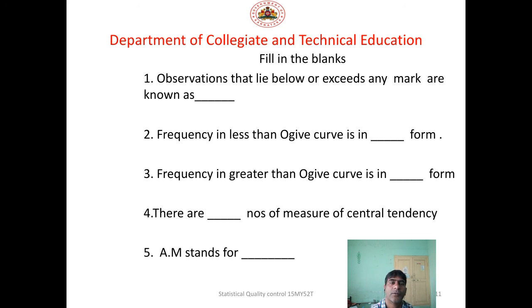Fourth question: there are dash number of measures of central tendency. The answer is, students, 5. There are 5 measures of central tendency. Next, fifth question: AM stands for dash. AM means, students, arithmetic mean. Yes, AM stands for arithmetic mean.